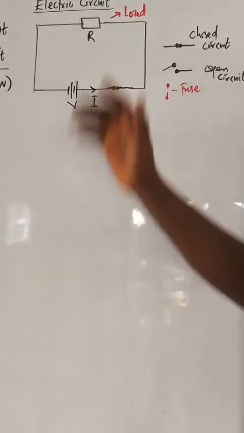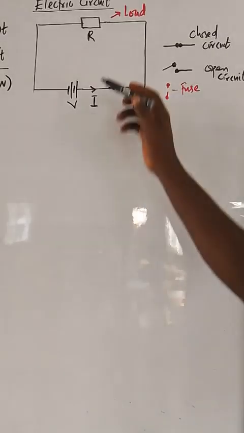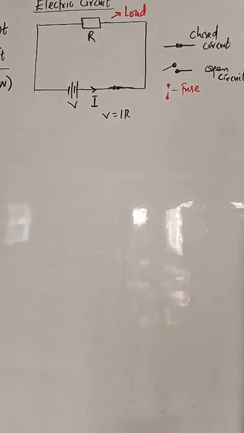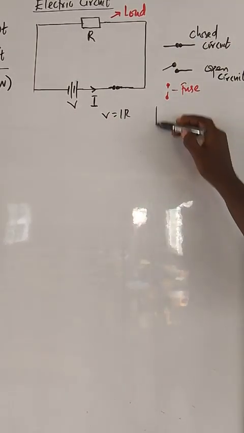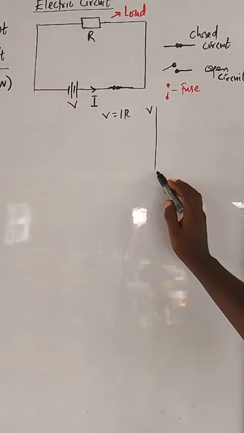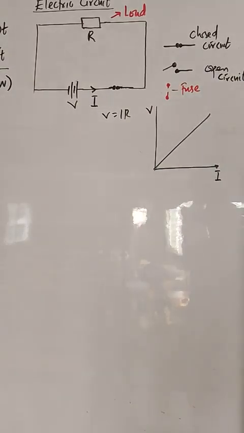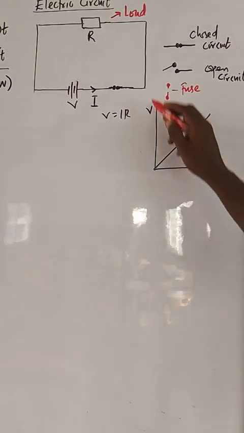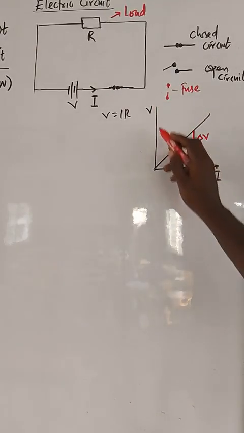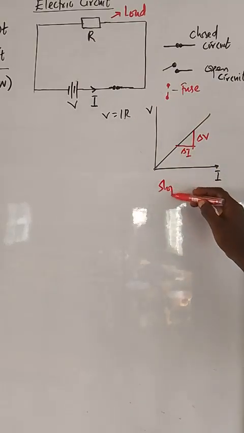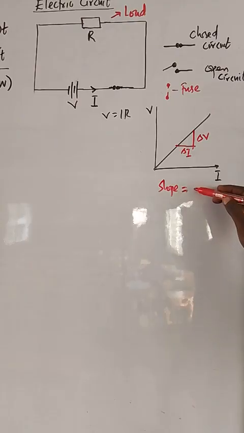So here we have just a single load. According to Ohm's law, V equals IR. If you sketch the graph of the voltage against the current, you get a straight line graph starting from the origin. The slope of a graph means the change in the vertical axis, which is the change in voltage or PD, to the change in the horizontal axis. So here the slope is V over I.